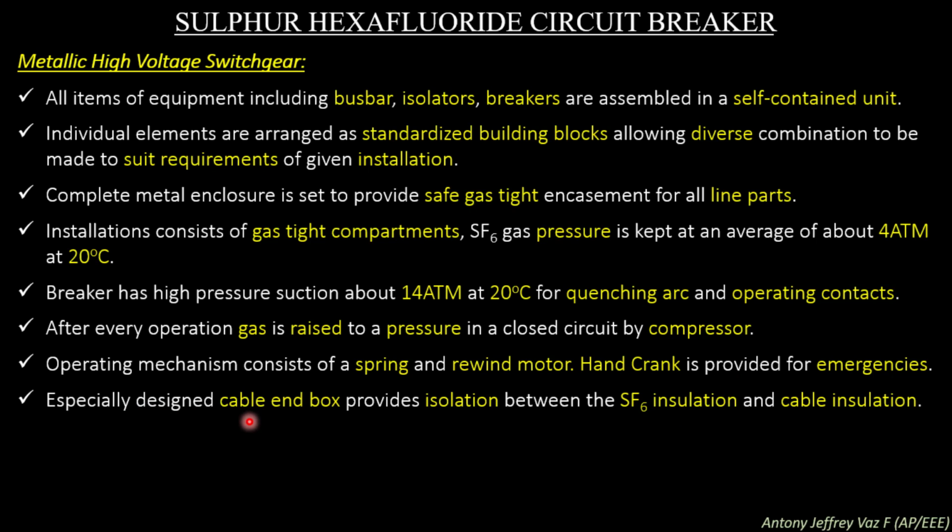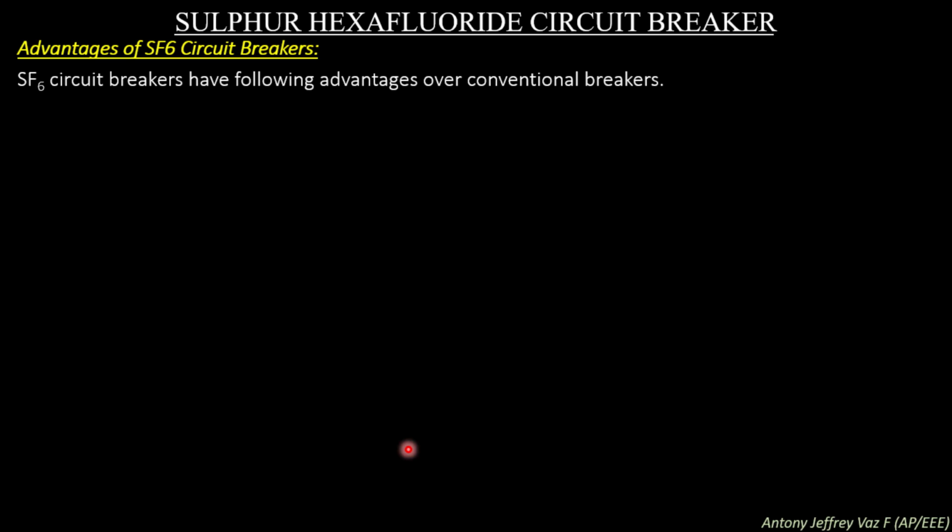Especially designed cable end box provides isolation between the SF6 insulation and the cable insulation. So the cable end box helps the breaker to isolate between SF6 insulation and cable insulation. It is so designed to permit all usual types of cables. So any type of cable can be connected with the SF6 circuit breaker.